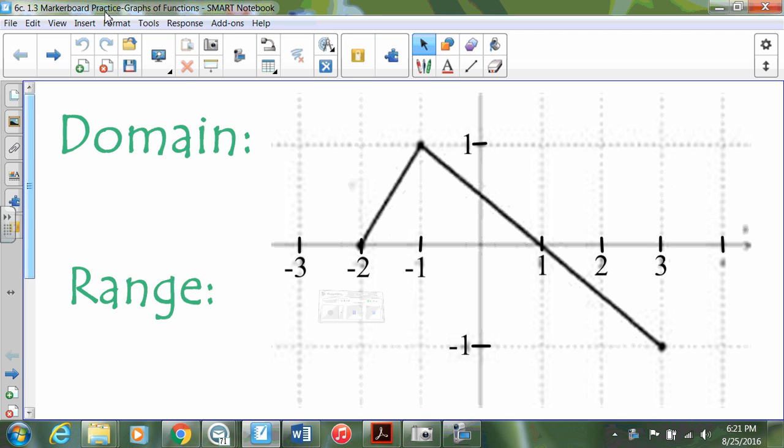Okay, here we go. 1.3 Markerboard practice. I'm stepping on my cord. Okay, 1.3 Markerboard practice tutorial.